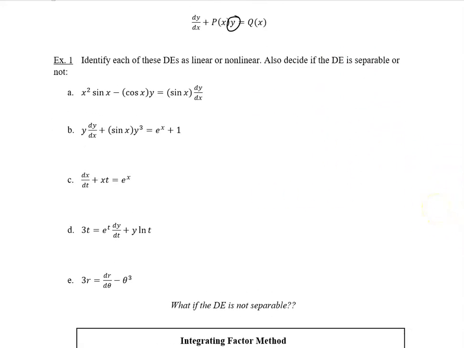We've got x squared sine x minus cosine x times y equals sine x times dy/dx. And if you're not sure, you can try to algebraically manipulate it to see if you can get it in this format. I would probably leave the dy/dx term where it is and move the term that contains the y to the other side. So that would give me x squared sine x equals sine x times dy/dx, where y is the dependent variable, plus cosine of x times y. And I'm hoping you can see that this y is what makes it linear.